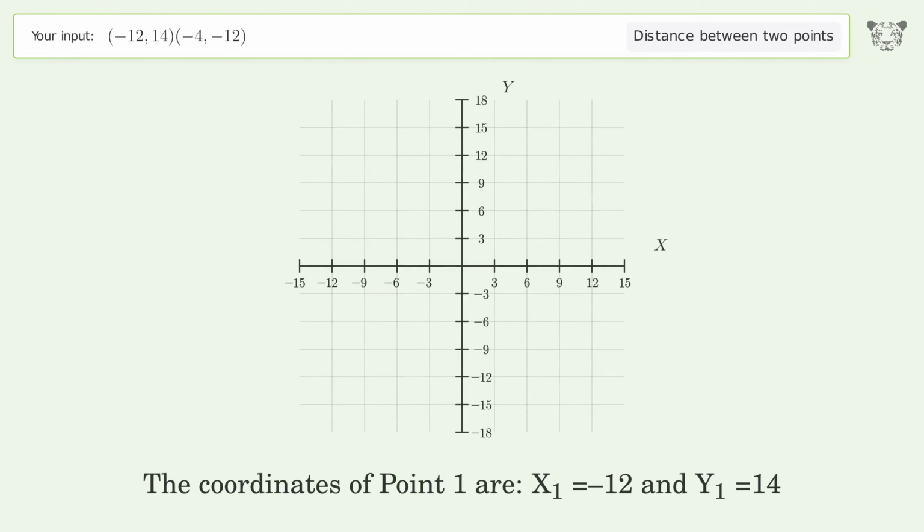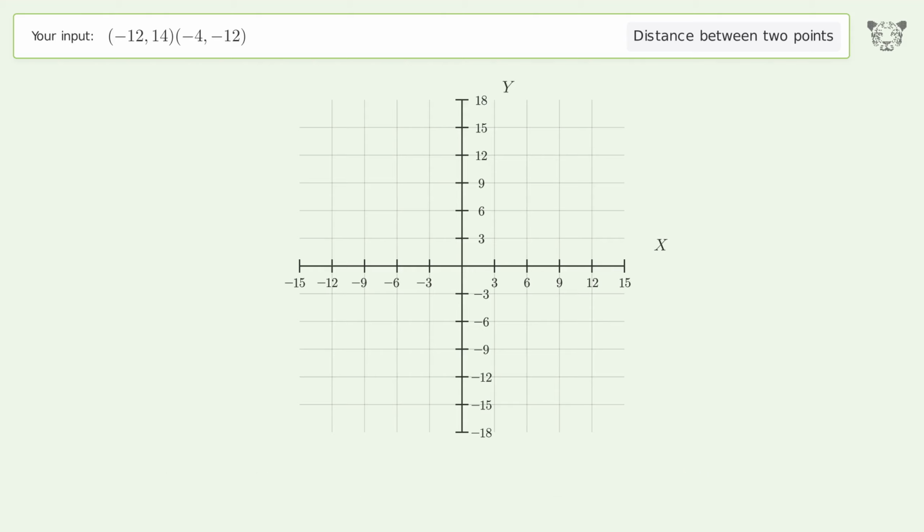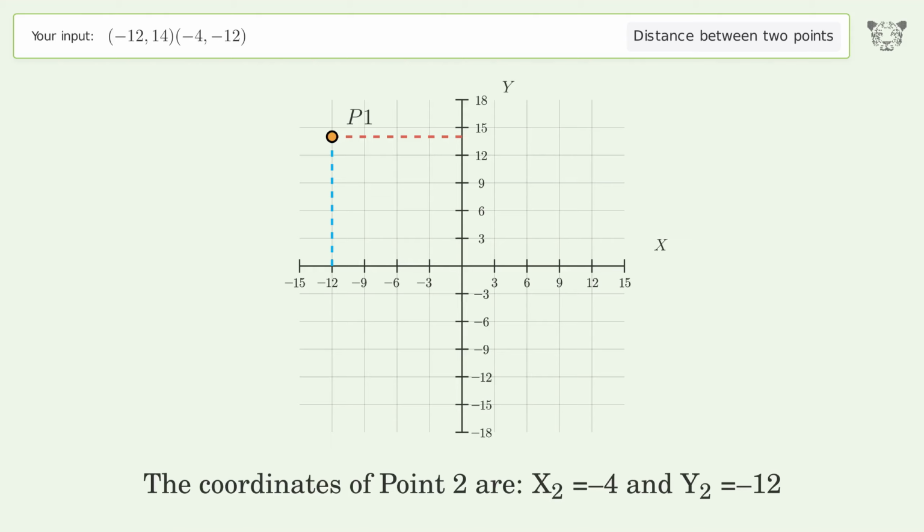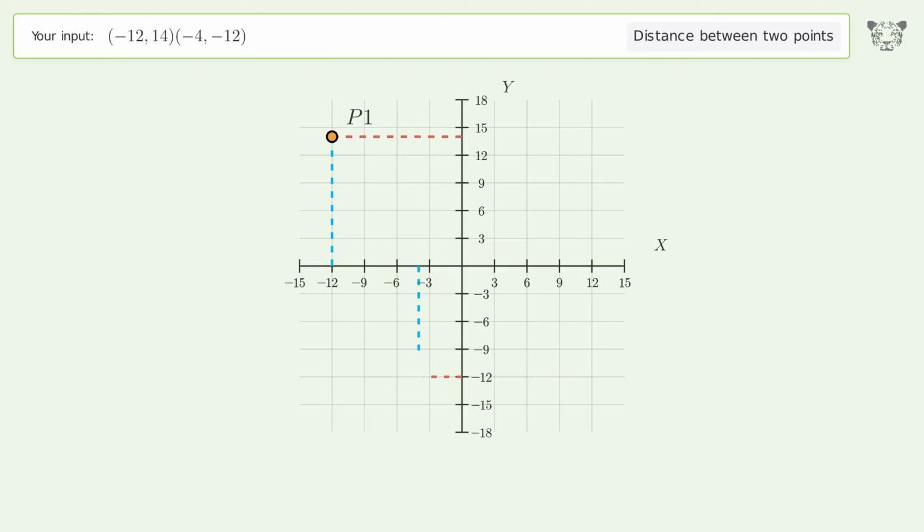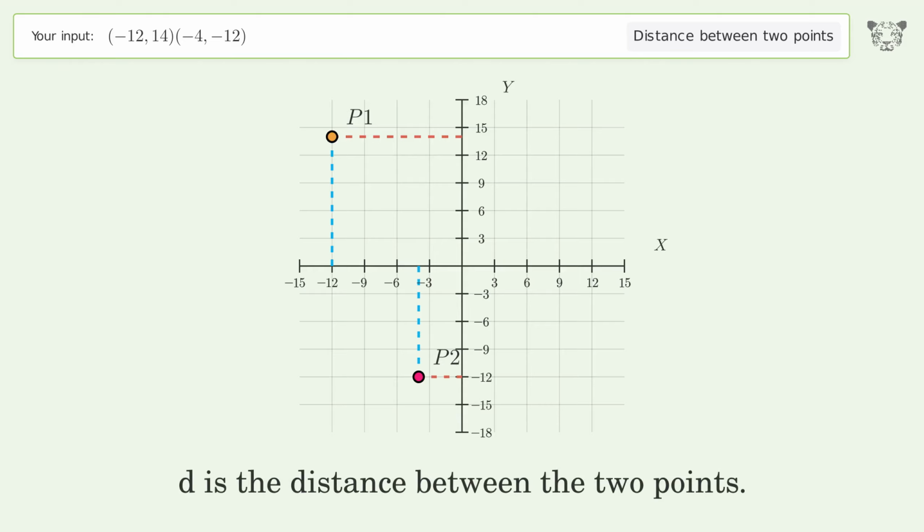The coordinates of point 1 are x1 equals -12 and y1 equals 14. The coordinates of point 2 are x2 equals -4 and y2 equals -12. D is the distance between the 2 points.